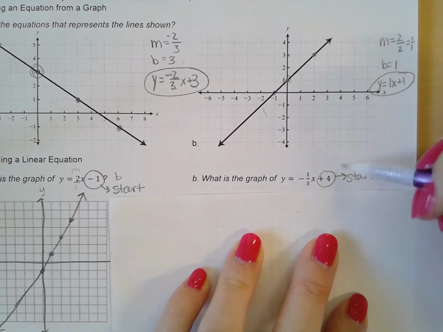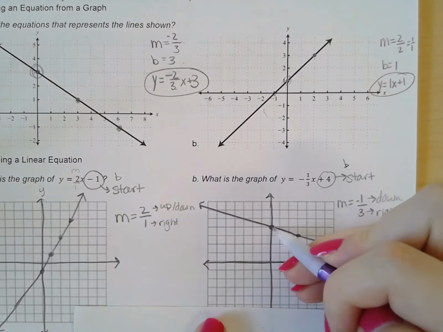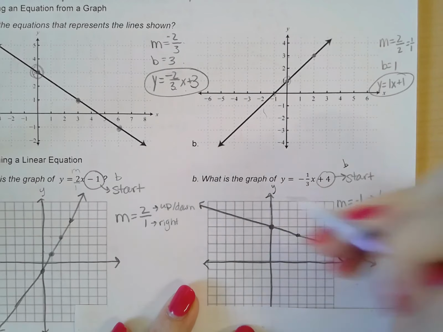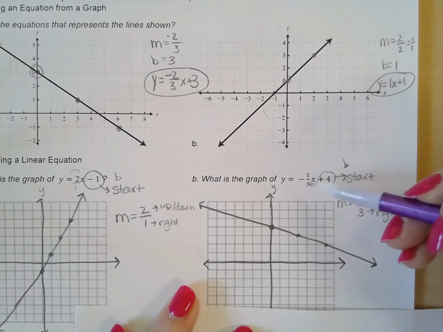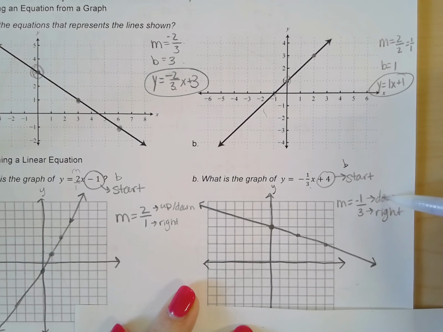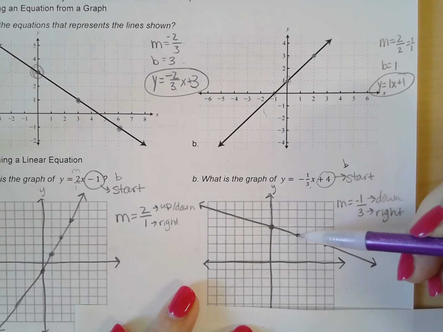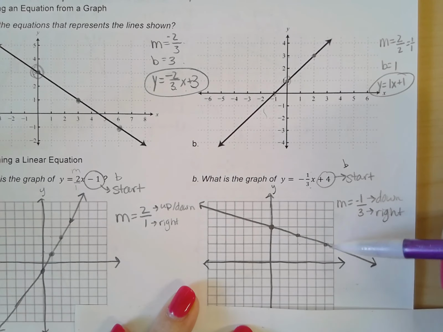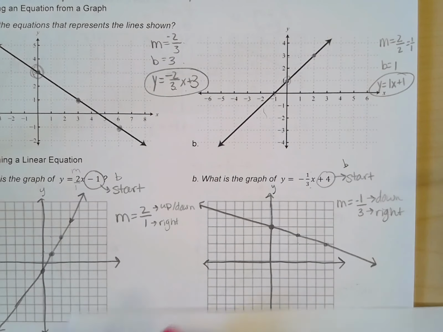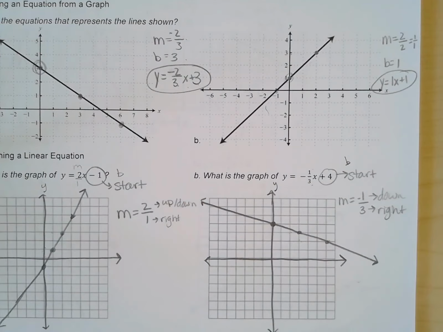Okay. So part B, y equals negative 1/3 x plus 4. My plus 4 is going to be my starting point. So I'm going to start at 4 on the y-axis. And then because my equation is negative 1/3, that means I'm going to go down 1, to the right 3. So down 1, 1, 2, 3. Down 1, 1, 2, 3. Okay, and then once I have those points graphed, I connected them with a line, and again, made sure to put arrows on either side.